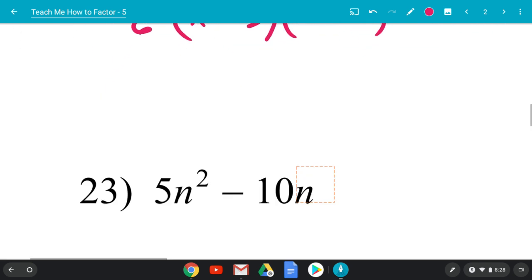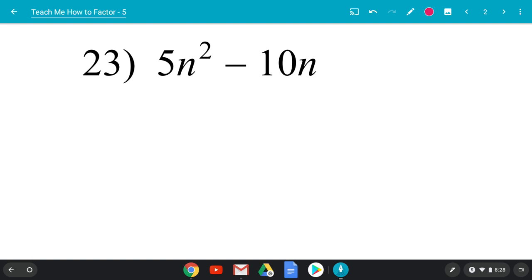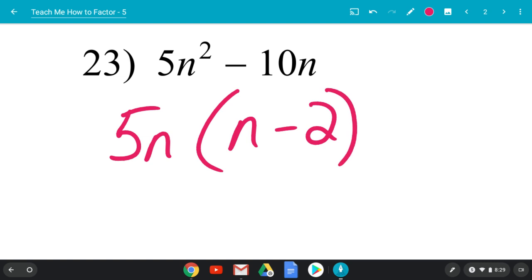23. How many people think this one looks funny? All the ones that have looked funny, what have we found? A GCF. Is there a GCF? What is it? 5 and n. So what's left? n minus 2.